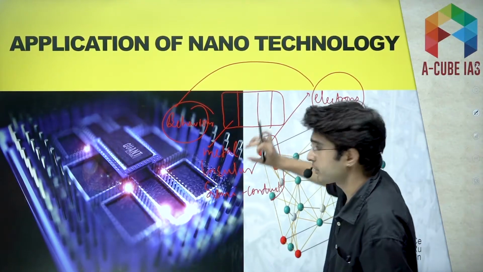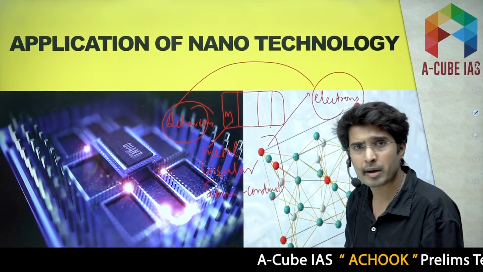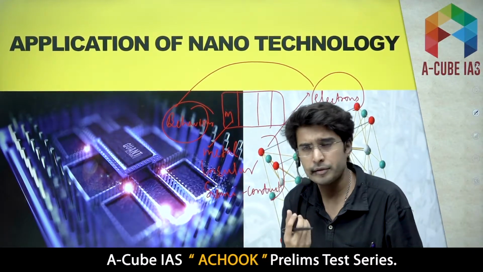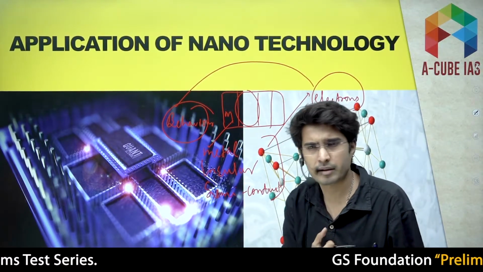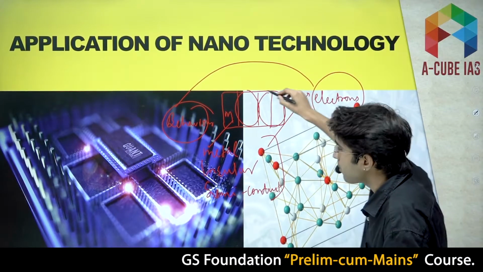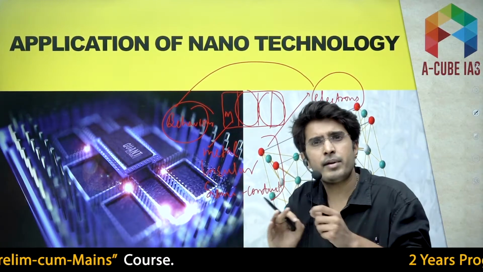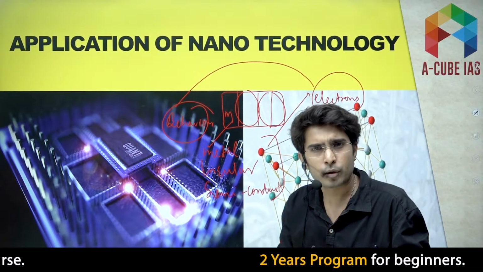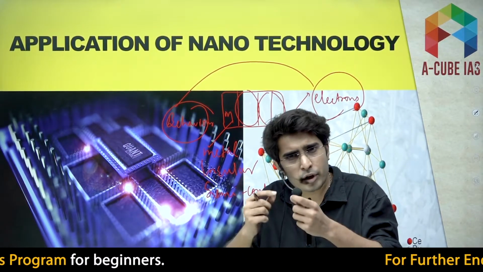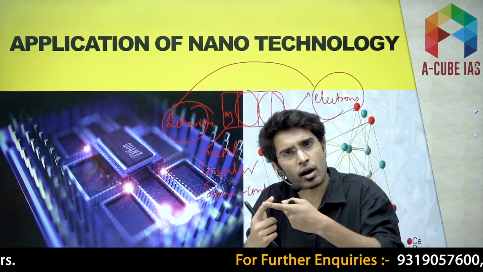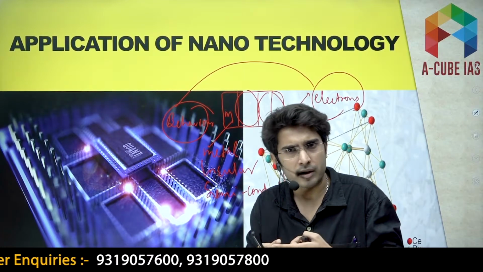Now this part of the substance can be made to behave like a metal by modifying the behavior of electrons. This part of the substance can be made to behave like a semiconductor, and this part can be made to behave like an insulator. So it all depends upon the behavior of electrons. Under this technology, this behavior is modified. So it is modification of matter, and it can be at the atomic level, the molecular level, or the supramolecular level.